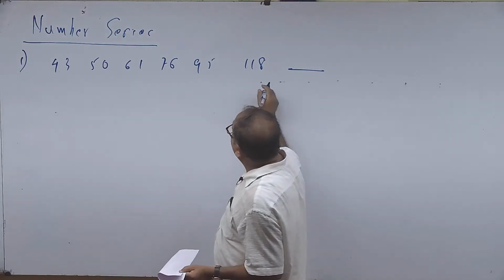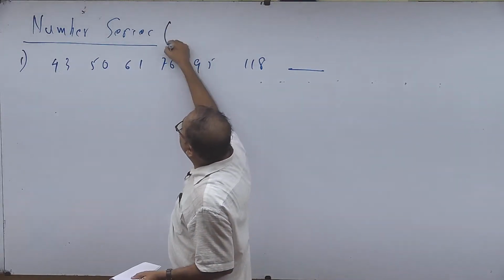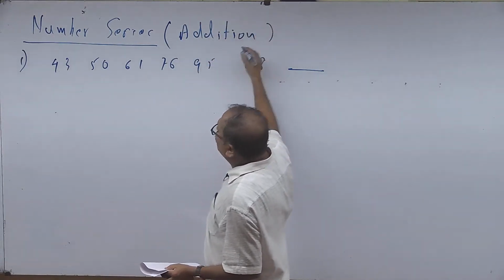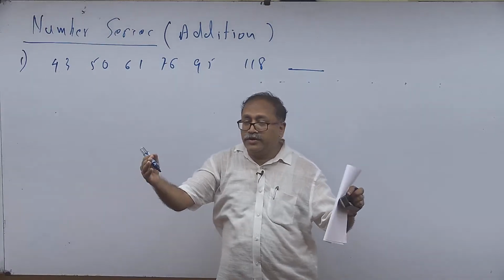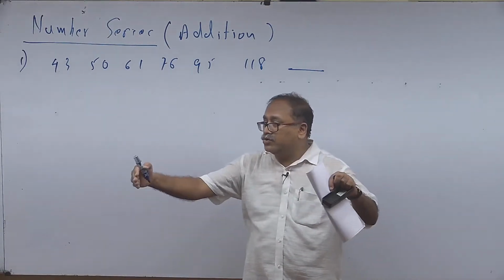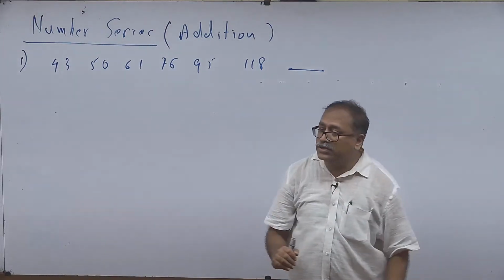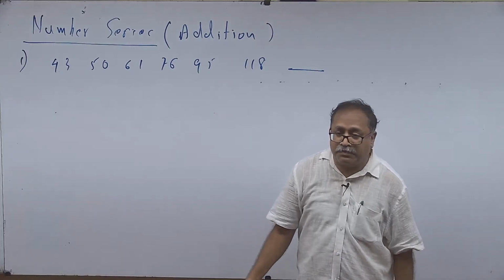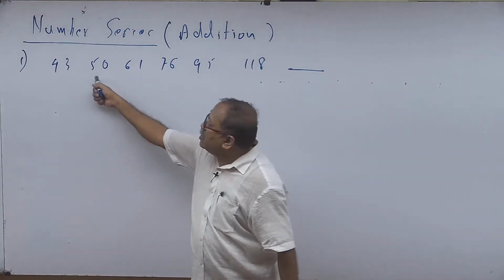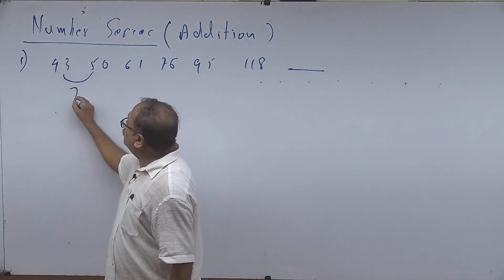So I notice that the numbers are in an increasing order. So the first model I am discussing is the number series based on addition. Something is added to the existing number to get the next number. That is the addition based question. So how much is added from the first one to get the second one? It's very clear that I am adding 7 over here, +7.